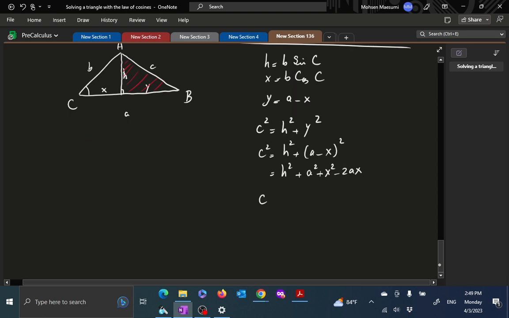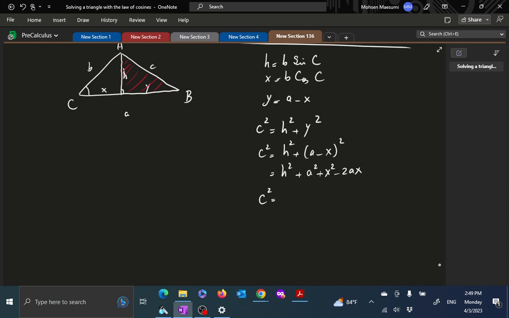Now let's rearrange this thing. C squared, I put H and X next to each other, and A squared minus 2AX. H squared plus X squared, of course, is just B squared. And I had A squared minus 2A, and X itself was B cosine of C, B cosine of C. So here's the law of cosines.